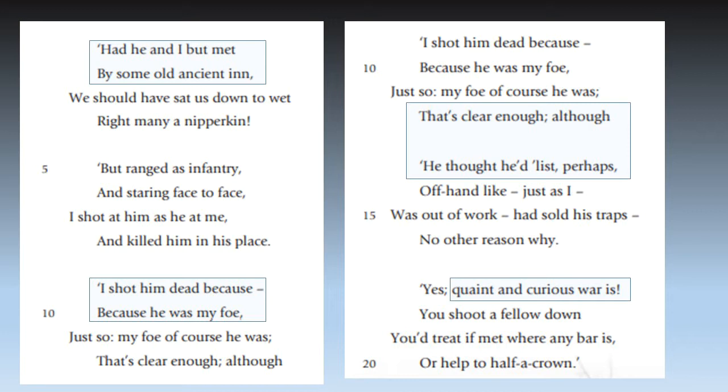And we've got a bit of enjambment here. That's clear enough, although he thought he'd list perhaps. And this soldier isn't named throughout the poem, and that makes it universal in many ways. And we've got quaint and curious war is, it's quite an interesting statement about war, and that might be something that we challenge later on.